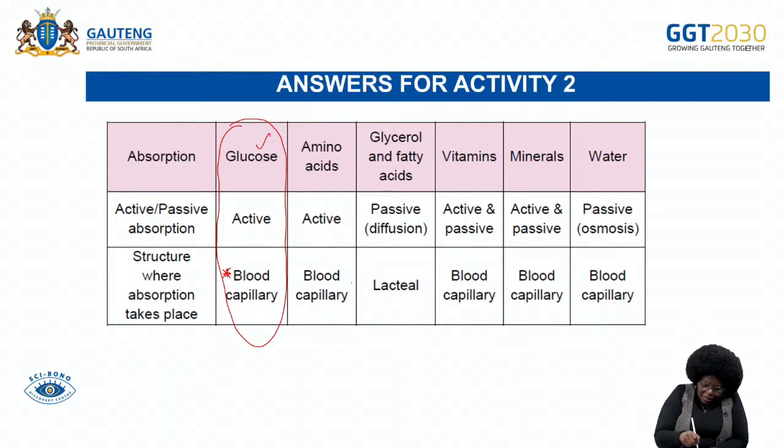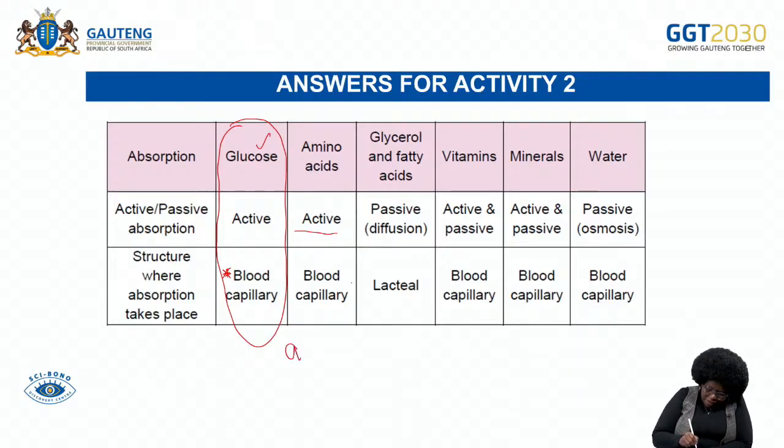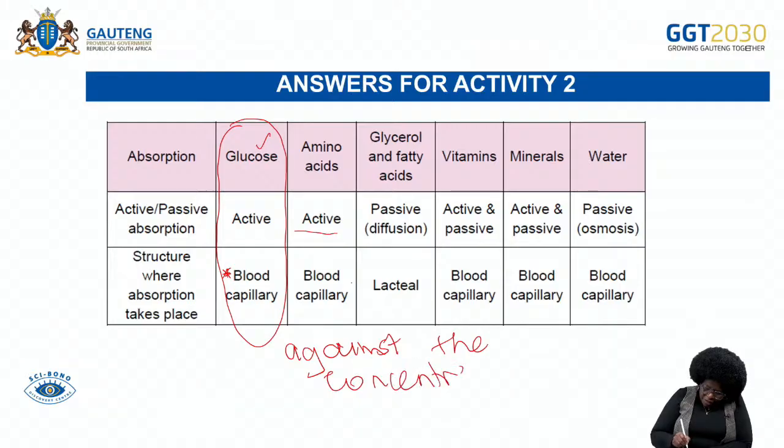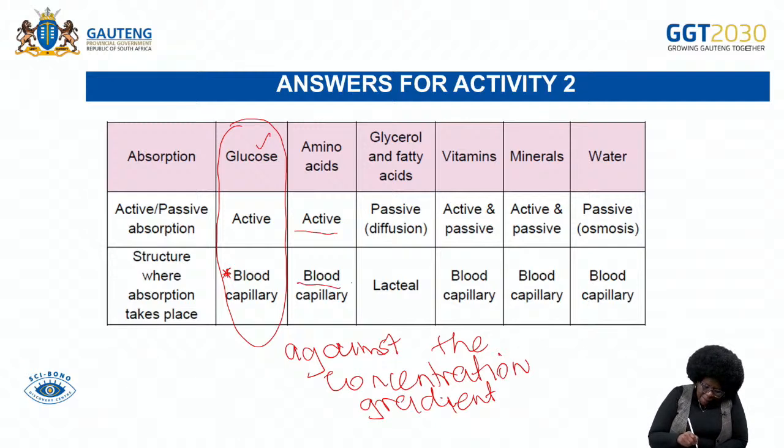Amino acids is active absorption. You have to choose active or passive absorption. So amino acids is actively absorbed. This is against the concentration gradient. Right. And it is taking place by the blood capillaries. Happy? Glycerol and fatty acids.